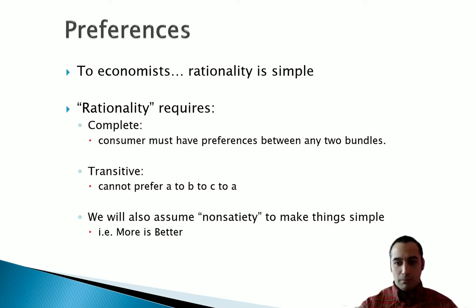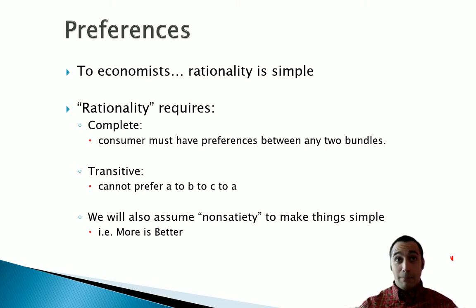If I'm able to offer you an apple or an orange, you can indeed compare apples to oranges. You either prefer an apple to an orange, or you don't care. As long as you are able to say prefer apple, prefer orange, or don't care, you have complete preferences, and you've met that requirement for rationality.